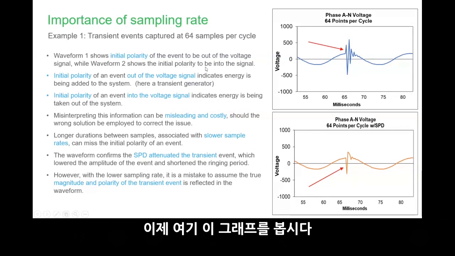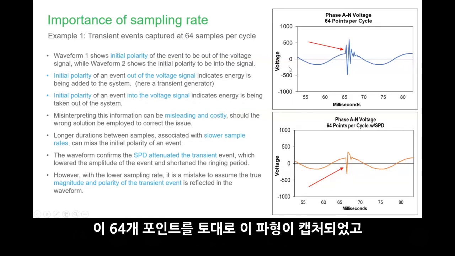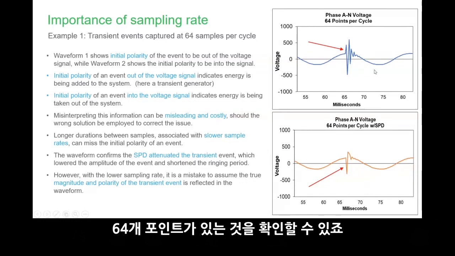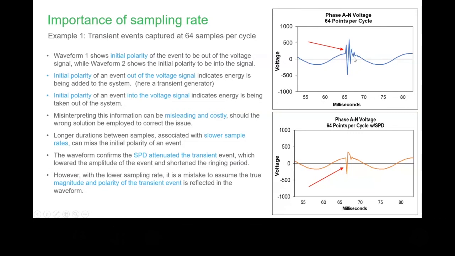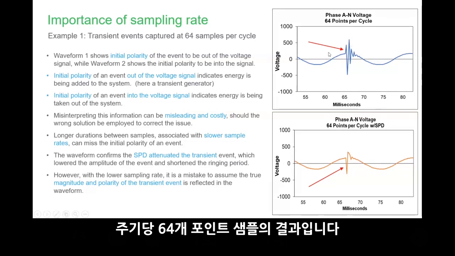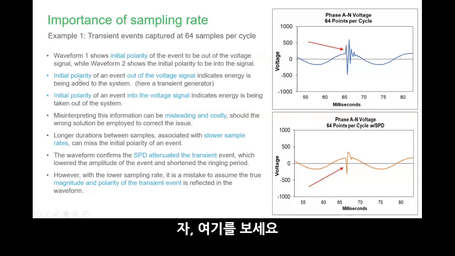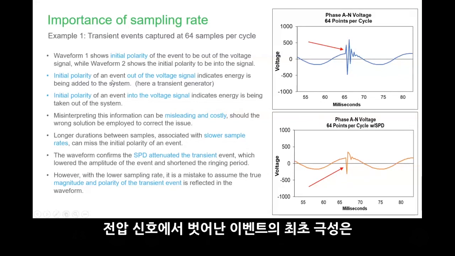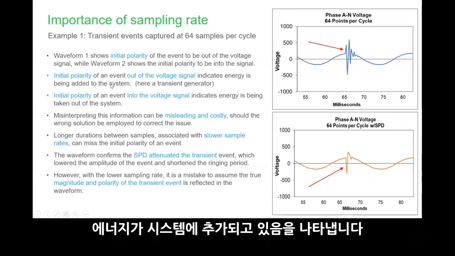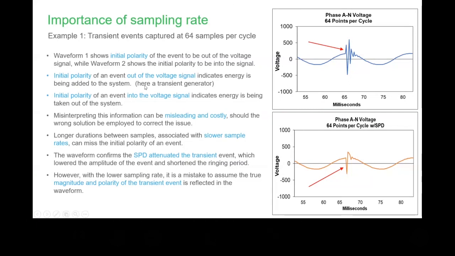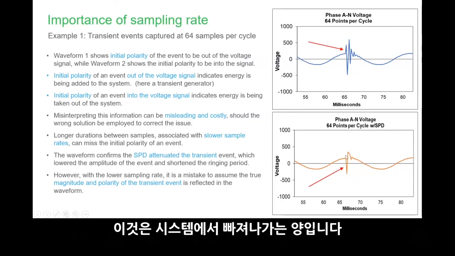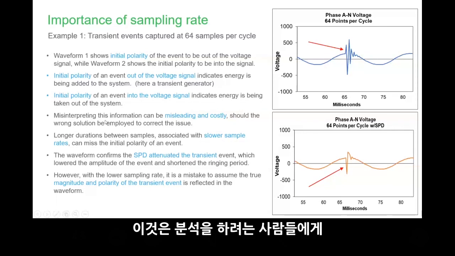Now look at this over here. You can see that after the transient event has occurred, this is captured. Based on this 64-point sampling, in one cycle you have 64 points. This is the result of 64 samples per cycle. Look here: the initial polarity of the event in the voltage signal indicates that energy is being added to the system. Then how about this one? This one is being taken out of the system itself. So this will lead to misinterpretation for those who want to do further analysis.